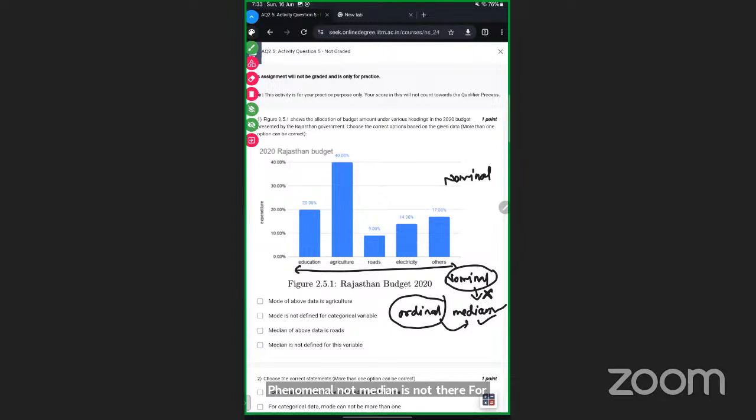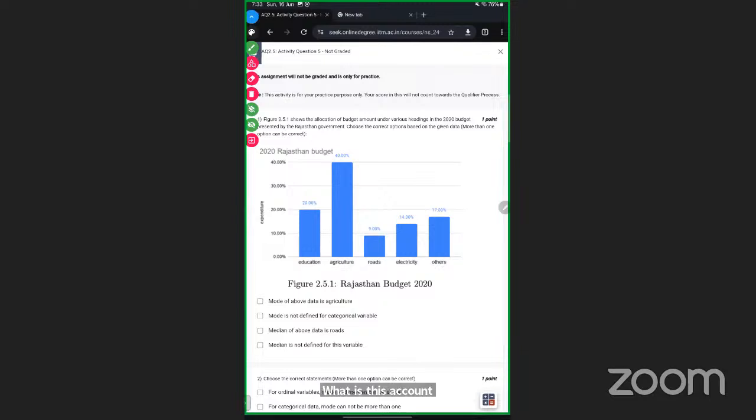Okay. And for mode, it is for which? Mode is there for both. Mode is defined for every category. Mode is just a count, right? Whichever category has the highest count. Mode is defined for both, and can be defined for all.